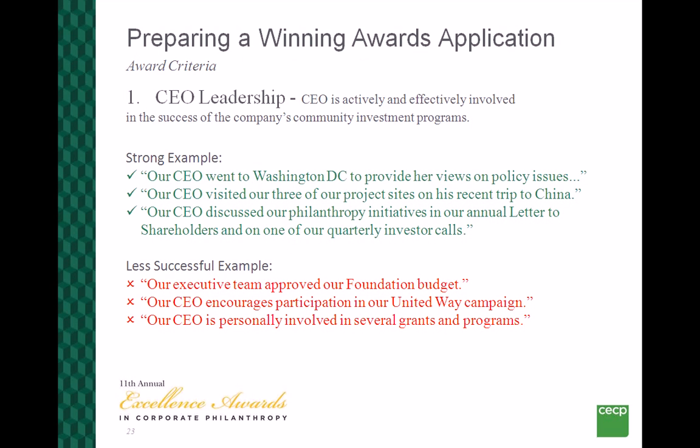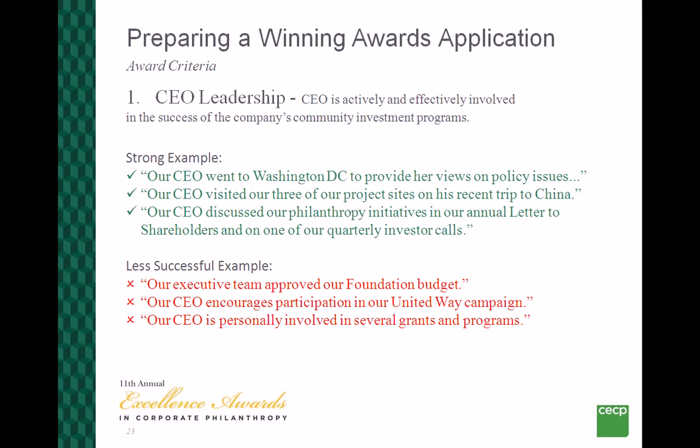So the first criteria that we have for our awards is CEO leadership, that the CEO is actively and effectively involved in the success of the company's community investment programs. You see on this slide some strong examples and some less successful examples. If you can ever share with the selection committee stories of specific actions that your CEO has taken to personally get involved in the success of the program, that's always very helpful.